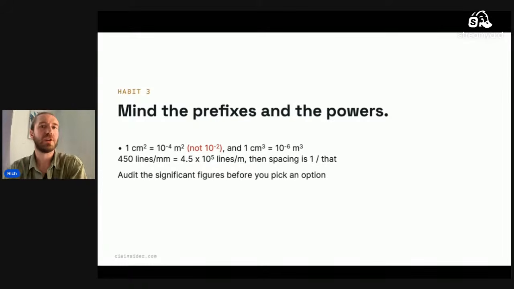But if you are talking about a square, the area, then there's a 1 to 100 ratio in one direction, but there's the same 1 to 100 ratio in the other direction. So it is in 2 dimensions. So rather than divide by 100, we would have to divide by 100 for one dimension, and then also divide by 100 for the other dimension. So rather than 1 centimeter squared being 10 to the minus 2 meters squared, it ends up being 10 to the minus 4 meters squared, right?